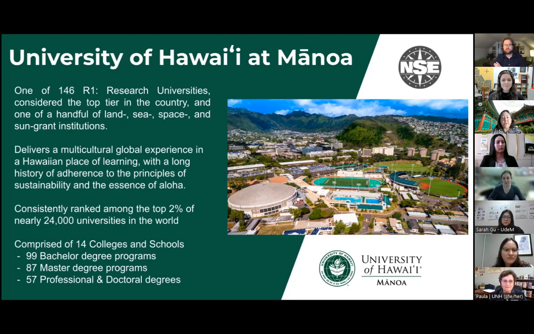A little bit more about the University of Hawaii. We are one of 146 R1 or research universities that are considered top tier in the country. And we're really proud of the fact that we're one of a handful of land, sea, space, and sun grant institutions. We really aim to deliver a multicultural global experience with a Hawaiian place of learning, which is something that is really unique to Hawaii.